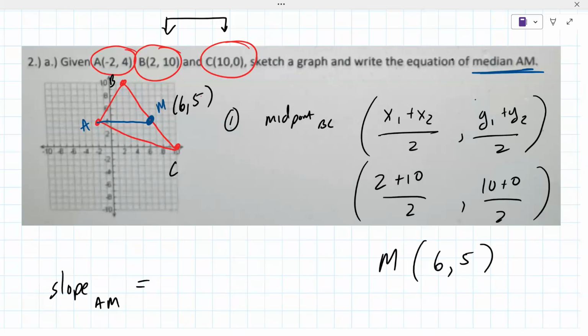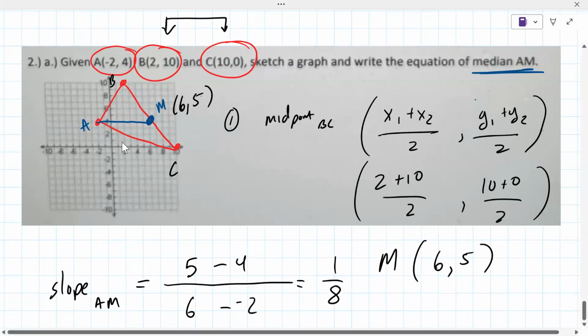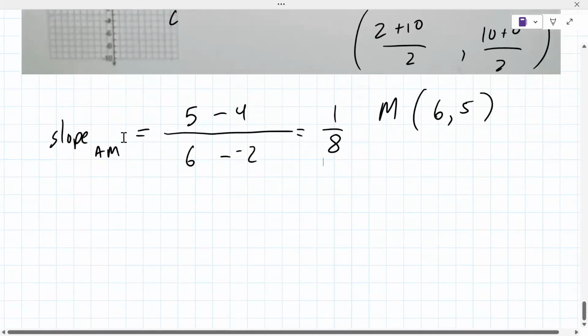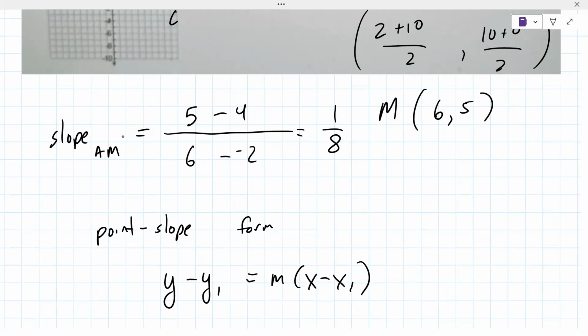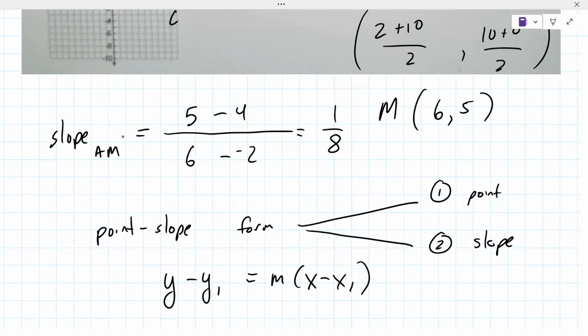Okay, so let's just take a look here. So we have 5 minus 4. That seems correct. 6 minus -2 is definitely 1/8. Very good. All right, now I think you guys often use point slope form, which is y minus y1 equals m times x minus x1. So notice what you need for point slope form. You need a point and you need a slope. The name tells you what it is.